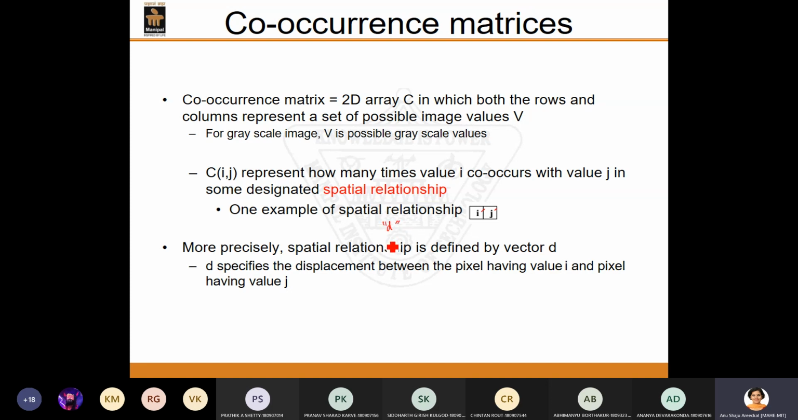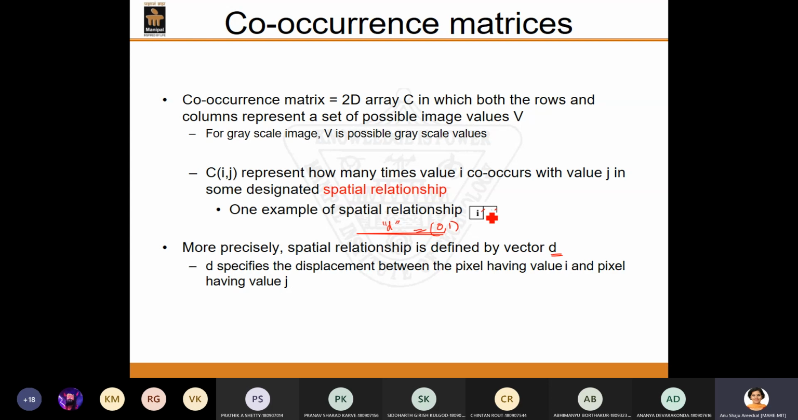One is D. As written, D represents the displacement. That means how much the distance should be between I and j. That is also a factor which is considered. Here we consider the distance to be 1, which means that they are adjacent together. This is represented by 0, 1, which means that I and j are adjacent together in the horizontal direction. We'll see the details of that in the next slide.